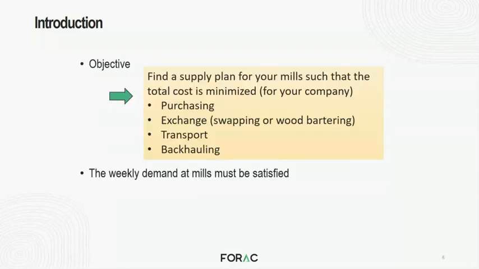The objective for each player is to find a supply plan that minimizes the overall cost for his or her company. The total cost is the overall cost from the 4 phases: purchasing, exchange, transport, and backhauling. The requirement is that the weekly demand at the mills is satisfied.